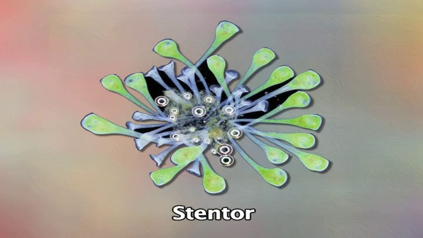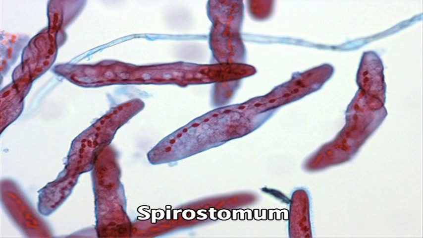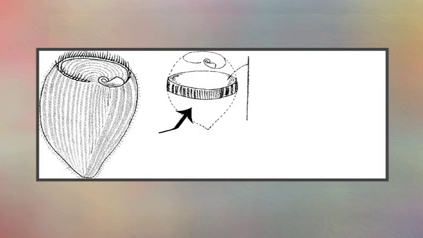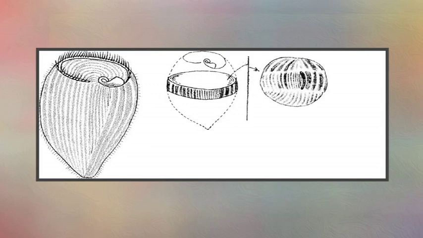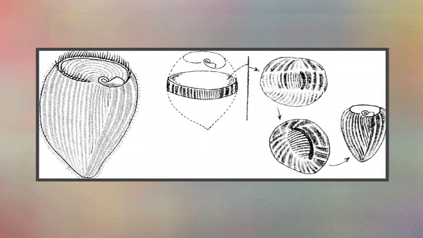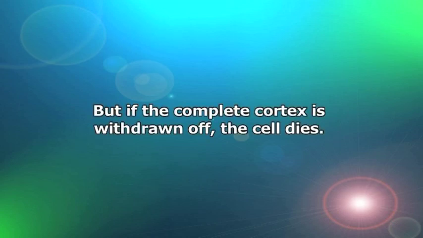Very small segments of Stentor and Spirostomum are capable of reconstitution, in which ectoplasm plays an important role. Experiments showed that when nearly all of the endoplasm of Stentor is withdrawn through surface incision, leaving cortex and nucleus, endoplasm is restored eventually, resulting in normal growth. But if the complete cortex is withdrawn, the cell dies.